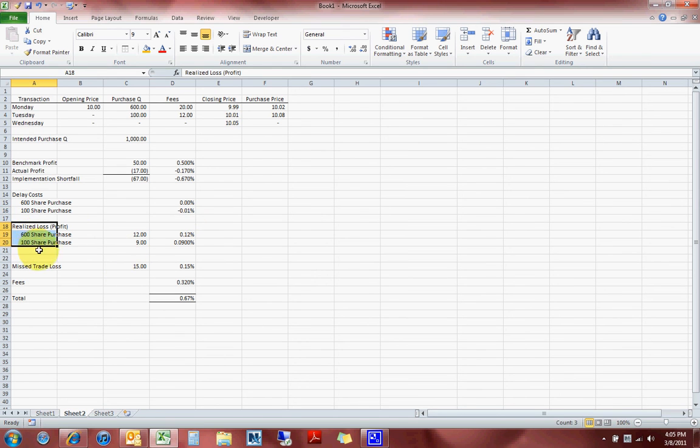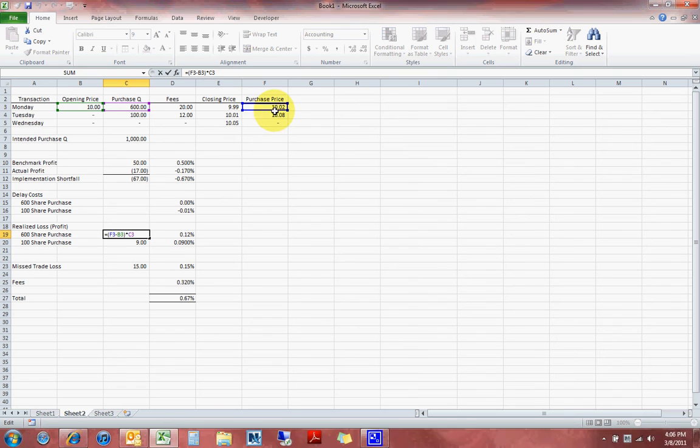And then the second portion is realized profit losses. Now the 600 shares that we did buy, basically the difference between the benchmark and the actual trading was the price that we bought it at minus the price that was the benchmark. So as you can see, the purchase price was $10.02 and the benchmark was 10, and because of that we incurred $12 in extra cost, which is 12 basis points, which is 12 divided by 10,000. Same thing with this one.